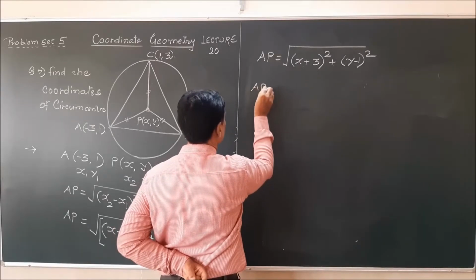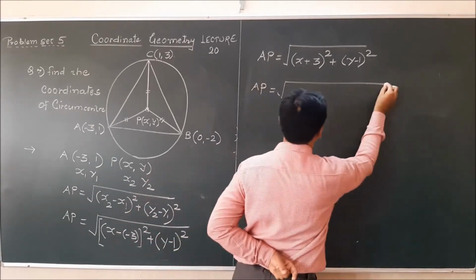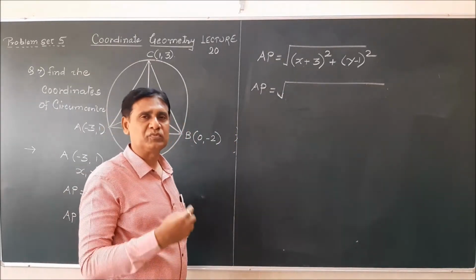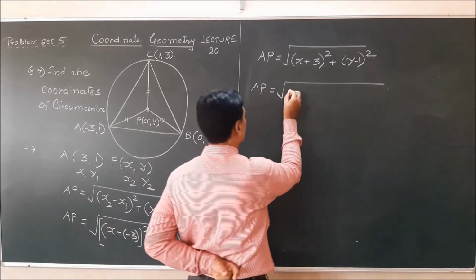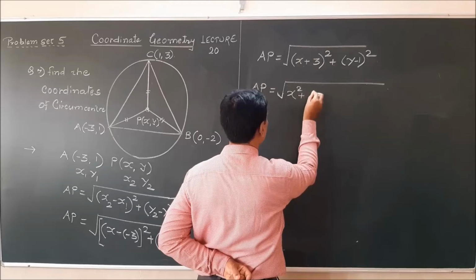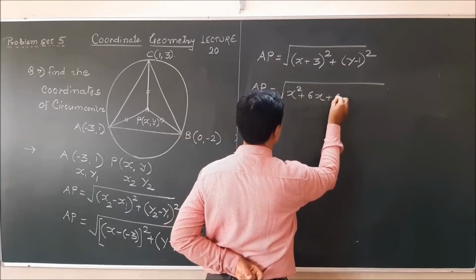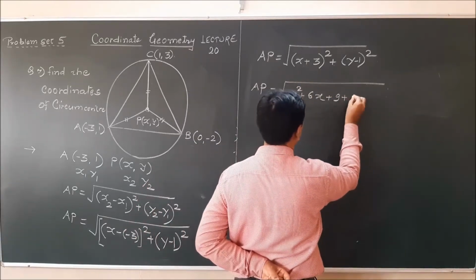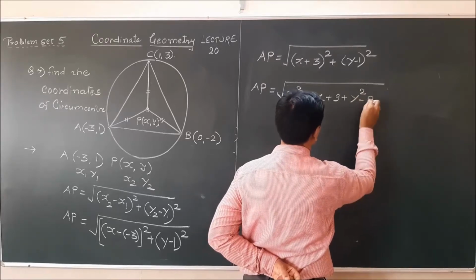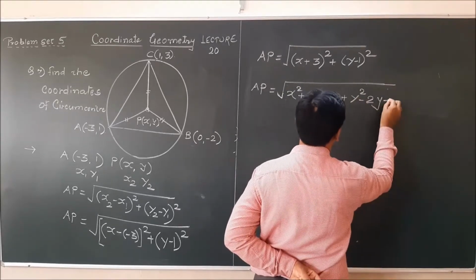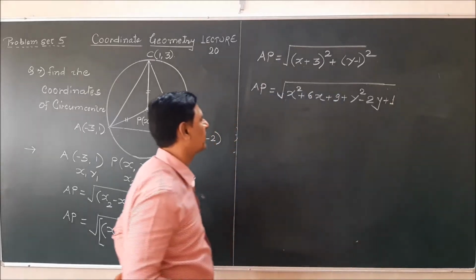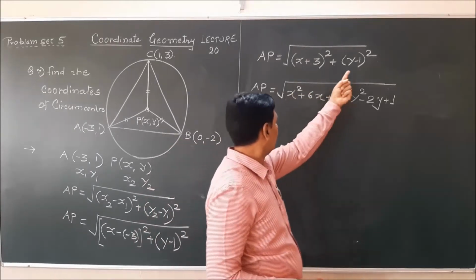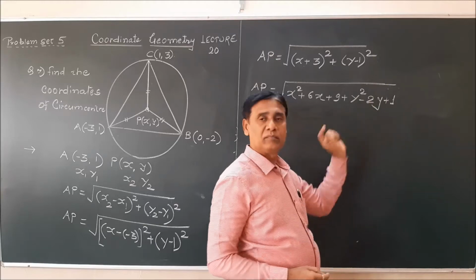So AP is equal to, since you all know the expansion of x plus 3 by using the formula a plus b the whole square, a square plus 2ab plus b square. And a minus b the whole square is a square minus 2ab plus b square. Try to understand this expansion.